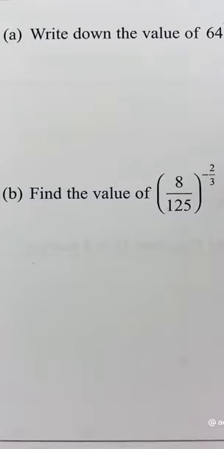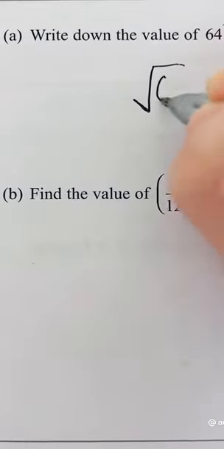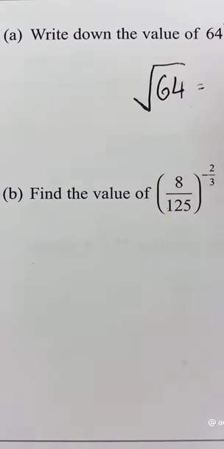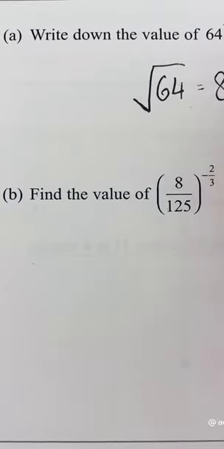To the power of half means square root. So you're literally just going to do the square root of 64. And what's that? Well, you're basically thinking of two numbers which multiply to give you 64, and, well, the same number which multiplies to give you 64, which is 8, because 8 times 8 is 64. And that's it. Part A done.